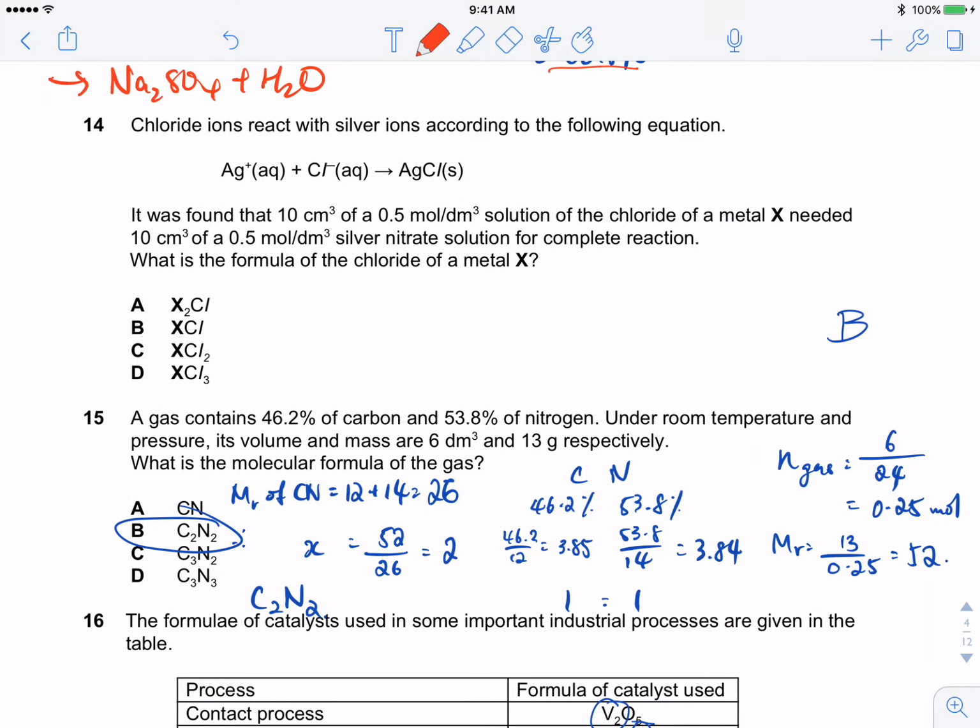Chloride ions react with silver ions according to this equation. It was found that 10 cm cube of the chloride of a metal X needed 10 cm cube of a silver nitrate solution for a complete reaction. Now, we don't need to do any calculation. Just by looking at this, you can tell that it was a 1:1 ratio. You add the solution in a 1:1 ratio. So what does it tell us? It tells us that it is already in this ratio, so it means that X just contains 1 chlorine. So answer is B.